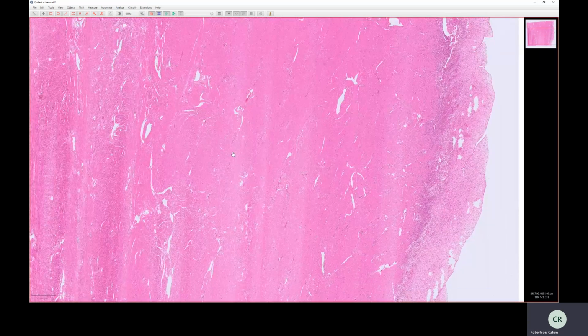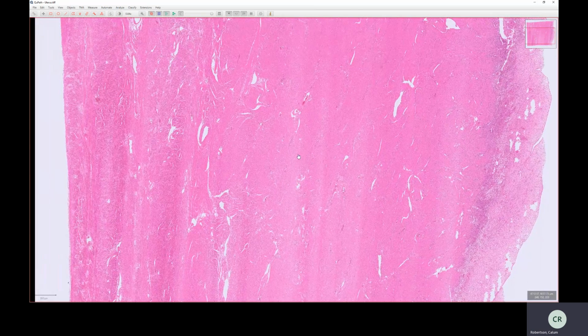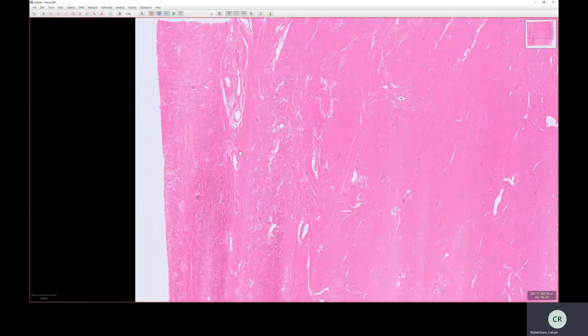And in the uterus, the wall of the uterus, we call that myometrium. So we've got endometrium, myometrium, and beyond that, we've got connective tissue.